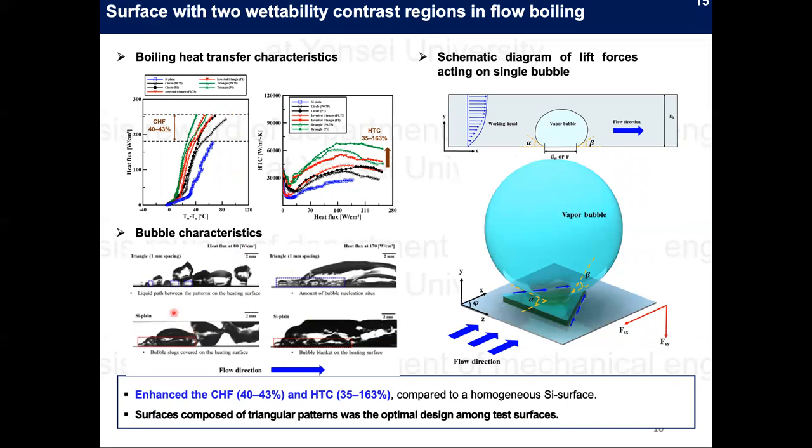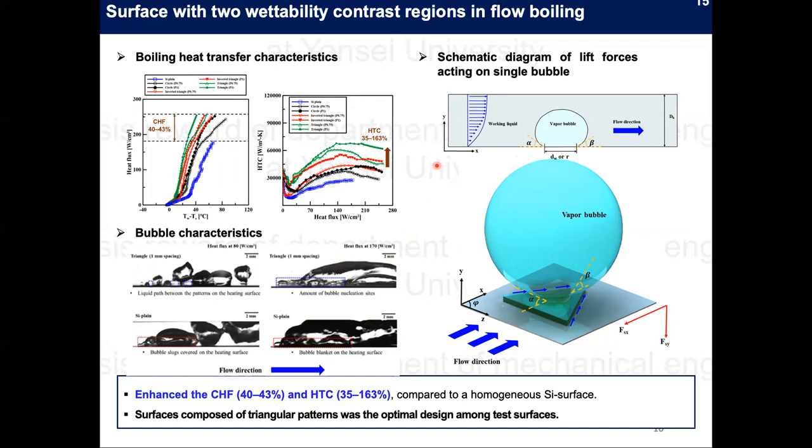If you look at the graph regarding the bubble characteristics of tested surfaces, we can find that the surfaces consisting of hydrophilic substrate and hydrophobic pattern arrays reveal several liquid passes compared to the silicon substrate, which was covered by a vapor film when the heat flux was at 80 and 170 watts per centimeter squared. This observation indicates that the wettability pattern surfaces can ensure more coolant supply and thus efficiently prevent a premature dry out and a sudden transition of critical heat flux.